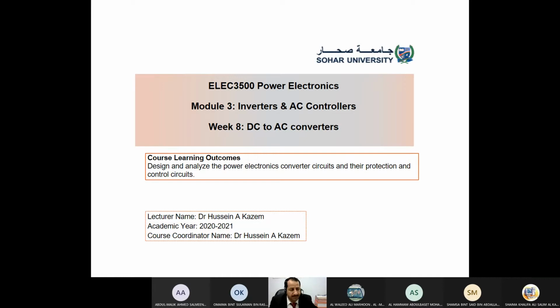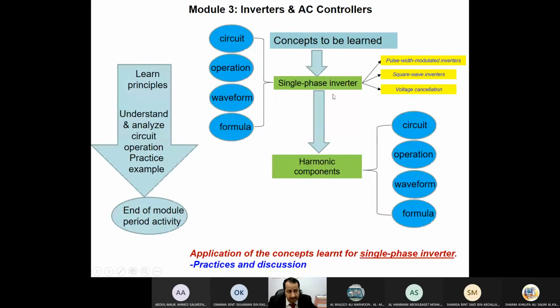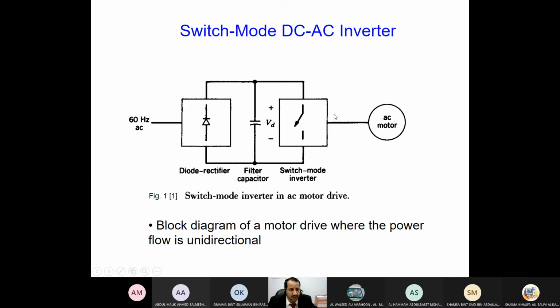And as an introduction, as I mentioned, single phase, we will talk about pulse width modulation inverter, square wave inverter, voltage concept, different types of inverters. We will go through the different circuits, their operation, their waveforms and formulas, we will derive formulas. We will focus here more on harmonics. Harmonics is an important issue that needs to be considered when we design an inverter.